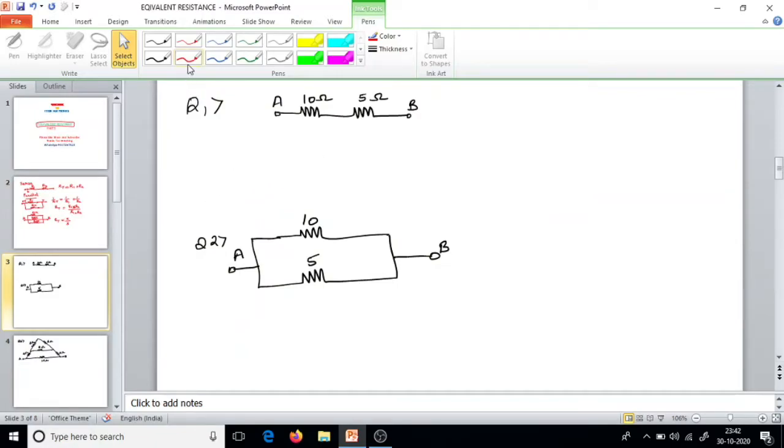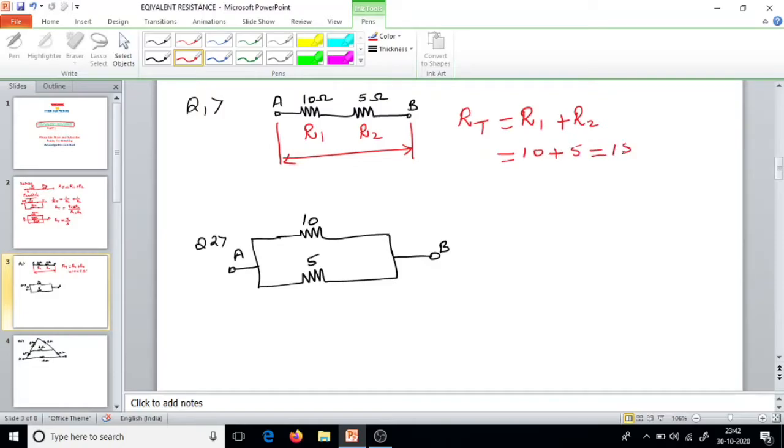It's a very simple problem. In the first one, two resistors R1 and R2 are connected in series. We have to find the resistance across points A and B. So what is the total resistance? RT equals R1 plus R2, which is 10 plus 5, that is 15 ohms.